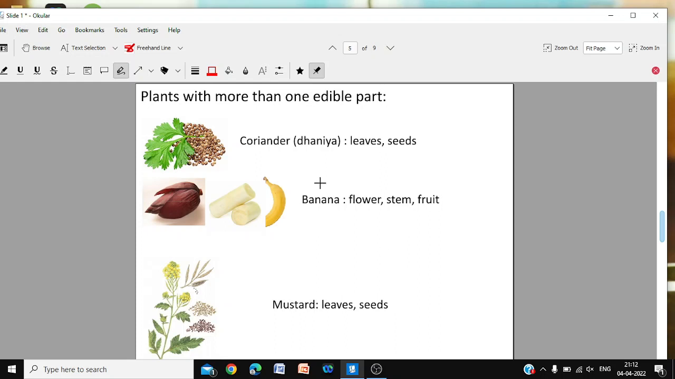Some plants may have more than one edible part. Coriander or dhania, we eat the leaves, dhania pata, and also the seeds, dhania seeds. Banana, we eat the fruit, the stem, and the flower: banana flower, banana stem, and the fruit. Mustard, we eat the seeds and also the leaves. So plants could have more than one edible part.